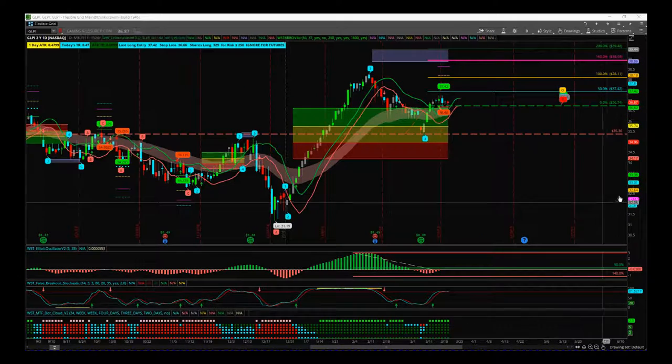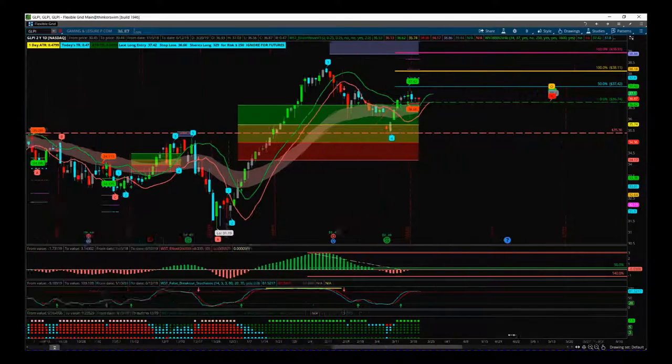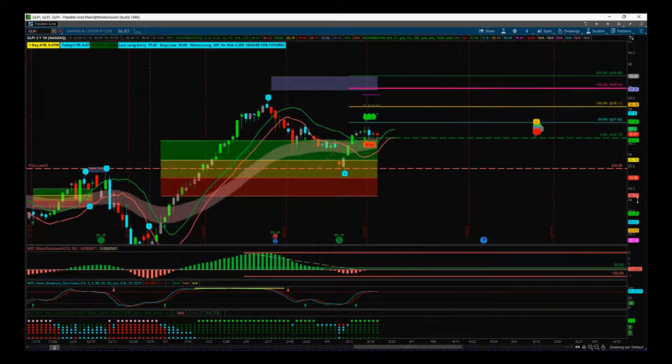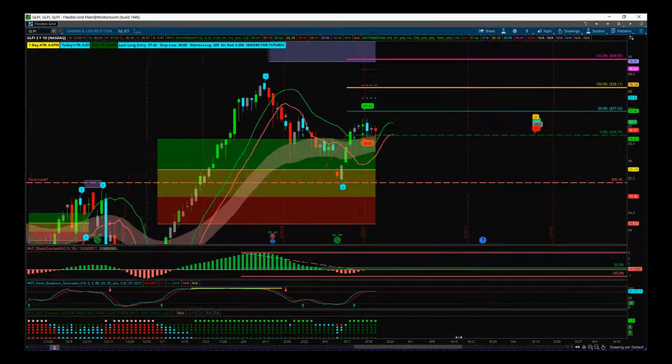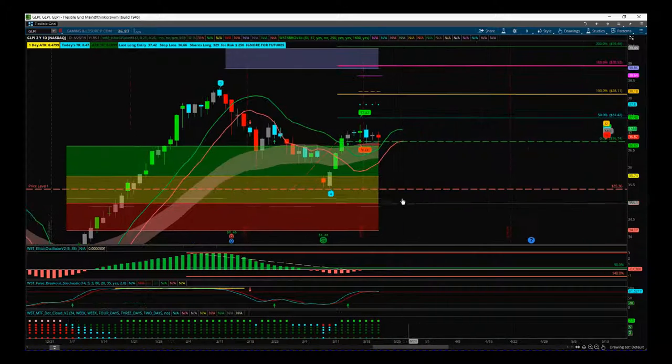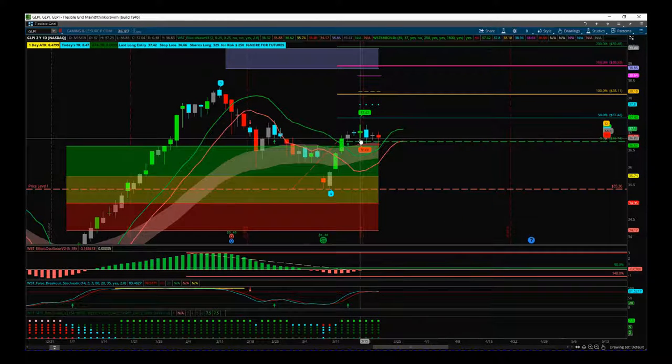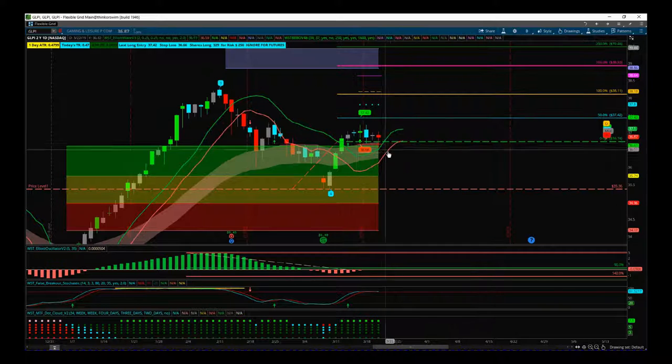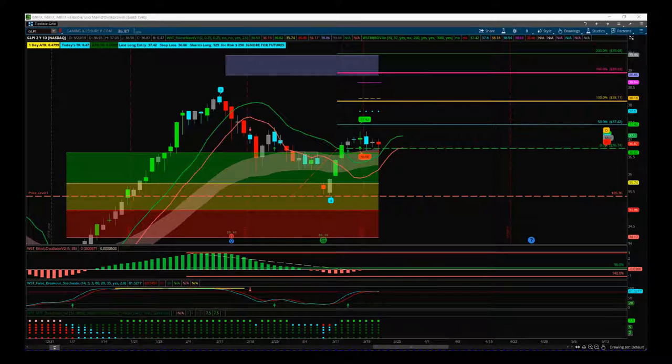GLPI rejected those lows on high volume yesterday. I know we closed slightly lower than the open, hence the red candle there. But the rejection on high volume is pretty encouraging. We don't seem to want to go down despite that negativity going into the close yesterday. So GLPI looking reasonably strong there.